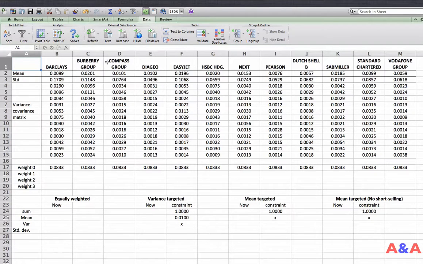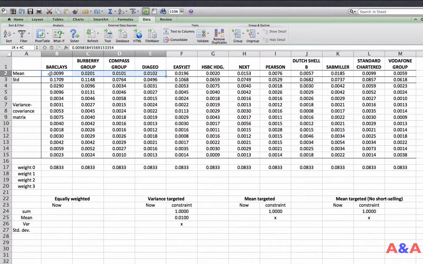Barclays, Burberry, Compass Group, Diageo, EasyJet, HSBC, Next, Pearson, Royal Dutch Shell, SABMiller, Standard Chartered, and Vodafone. The row next to their names are expected returns of these 12 stocks. For example, 0.0099 for Barclays, which is almost 1%. You might think 1% is too small, but actually these are monthly returns. So 1% per month is almost 12% per year, which isn't too bad.